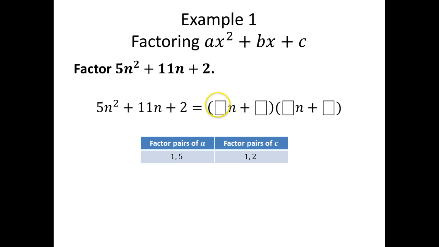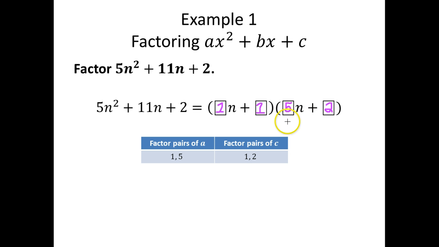So let's try putting a 1 as the coefficient of n in my first binomial, and a 5 here as the coefficient of n in my second binomial. Notice now when I multiply these together, when I use FOIL, my first product is 1n times 5n, which just gives me 5n squared, which is exactly what I wanted. And in order to get 2, I need to multiply some two numbers together, whatever I'm going to put here. But 2 is a prime number, so my only options are 1 and 2. So let's try putting a 1 here and a 2 here.